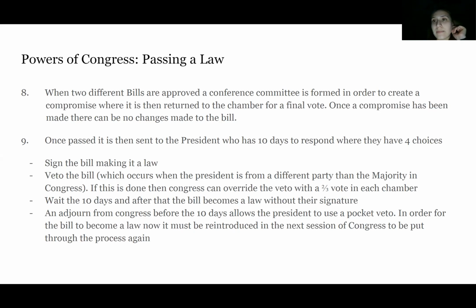And basically what that means is it's going to have to go back to Congress for the next session, and it has to restart the whole entire process again. But that is the process to passing a law.